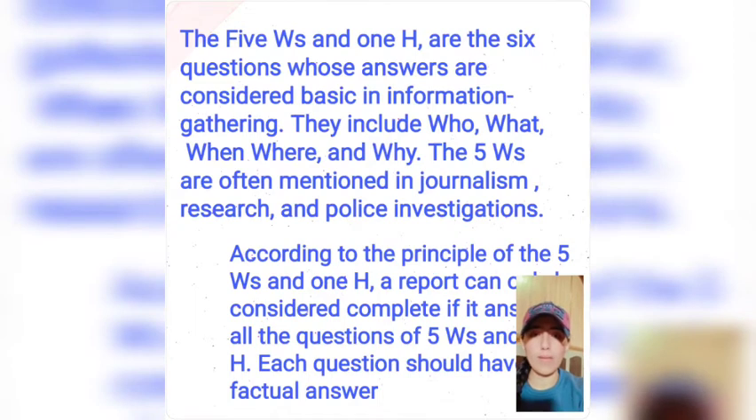The concept of 5 W's and 1 H. The 5 W's and 1 H are six questions whose answers are considered basic in information gathering. They include who, what, when, where, why, and how. The 5 W's are often mentioned in journalism, research, and police investigation. According to the principle of the 5 W's and 1 H, a report can only be considered complete if it answers all the questions. Each question should have a factual answer. Importantly, none of these questions can be answered with a simple yes or no.